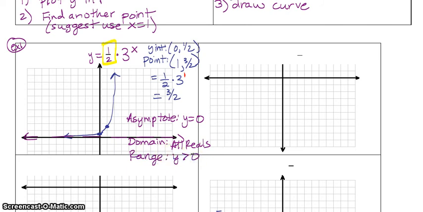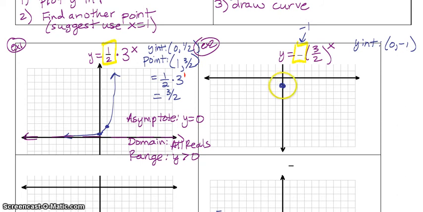Alright, I want to next show you what it looks like if it's flipped over the x-axis. So for example 2, my equation is going to be y equals a negative (3/2) to the x power. Alright, step 1, find your y-intercept. And remember, if there's no number there, it's like a 1. In this situation, it's like a negative 1. So my y-intercept is at 0, negative 1. There it is, 0, negative 1.